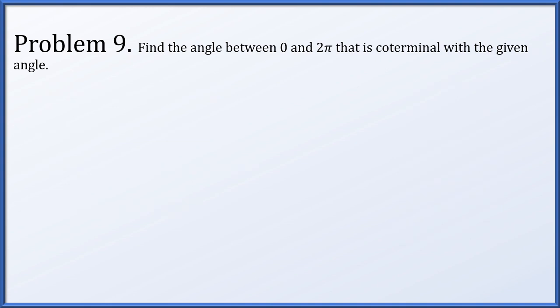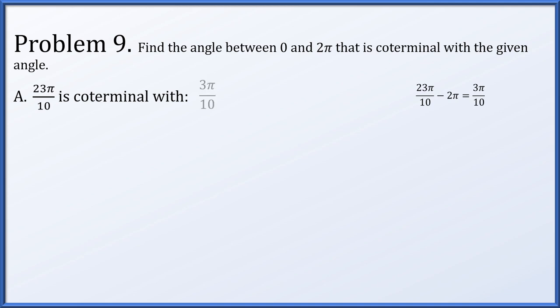Problem 9, find angles coterminal to given angles, but now we're measuring in radians. The idea is the same. We're going to add or subtract a full circle, and a full circle in radians is 2 pi. So what about 23 pi over 10? Well, if you take away 2 pi, you are taking away 20 pi over 10. The result will be 3 pi over 10, which is still positive, and I definitely cannot take away 2 pi again, so it is coterminal with 3 pi over 10.